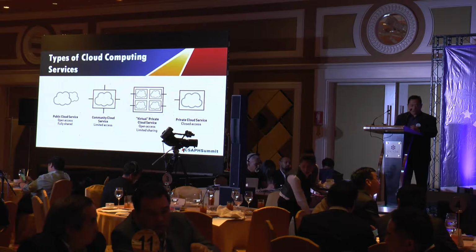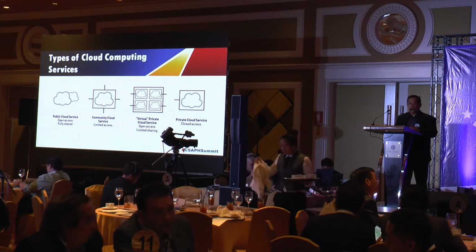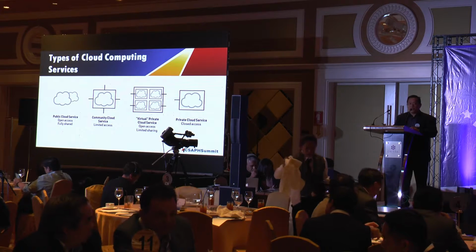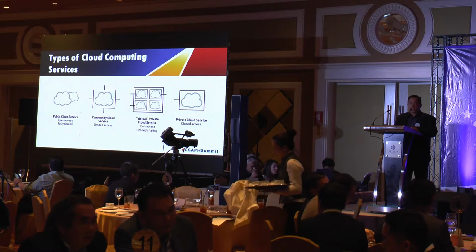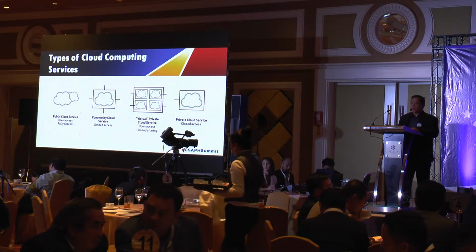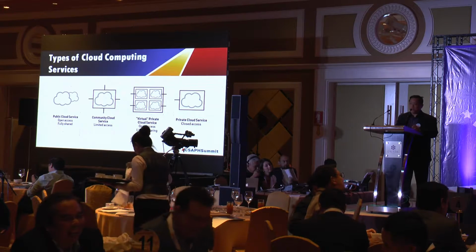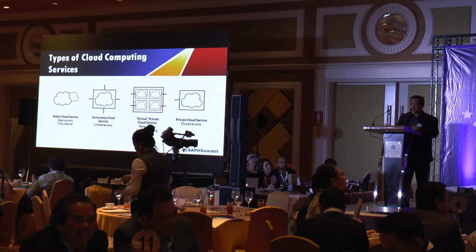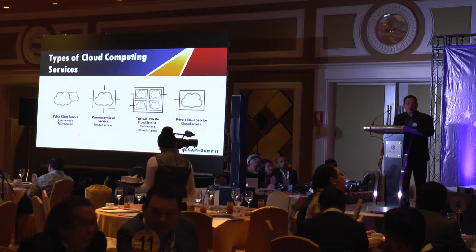The second one would be community cloud services. This has limited access based on a certain type of membership or subscription. And then the third one would be what we call the virtual private cloud service. This is a VPC, they call it VPC. This is an open access, but it has a limited sharing of environment.